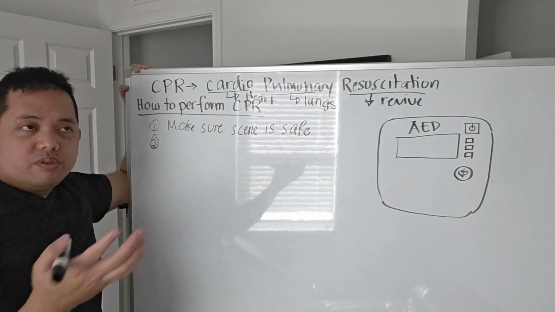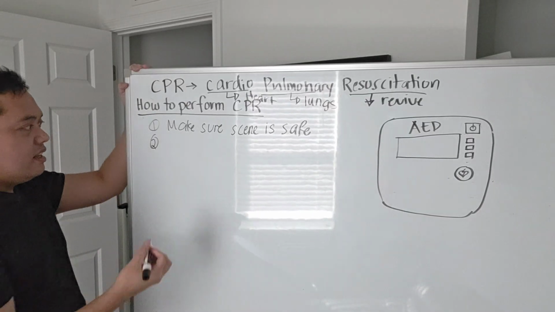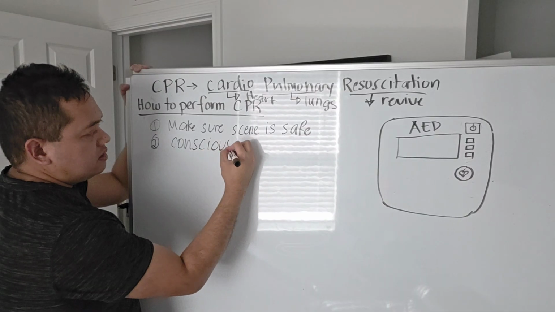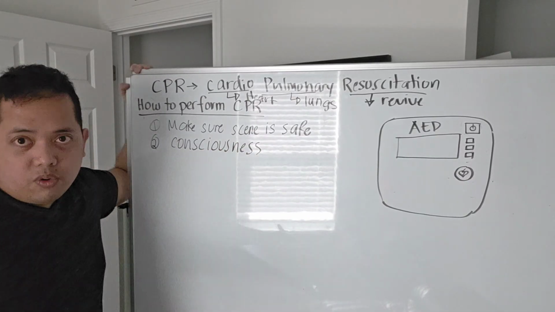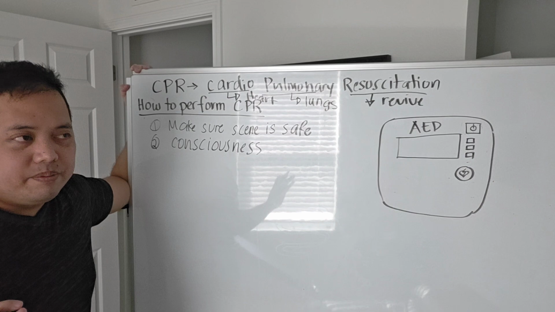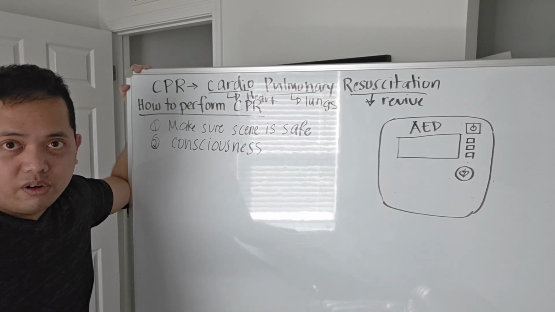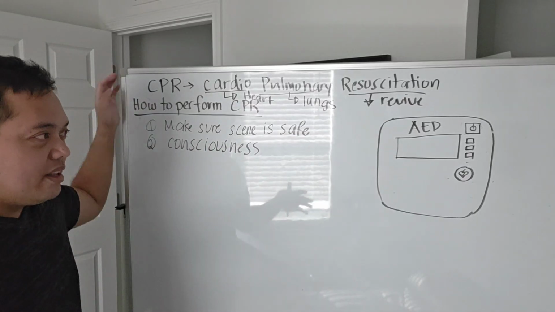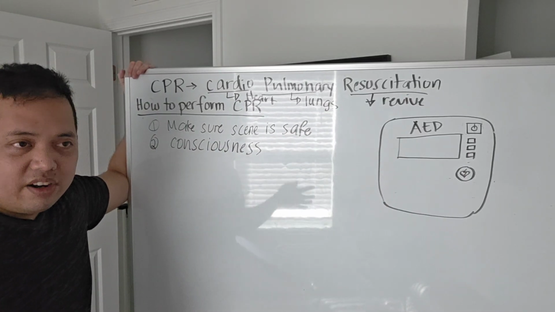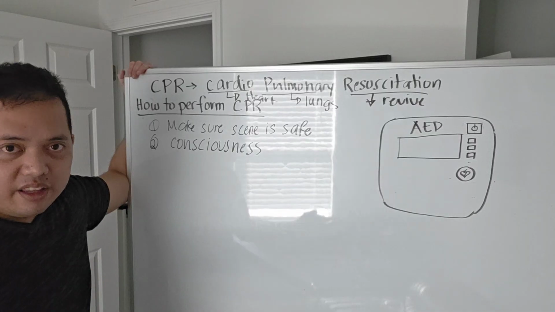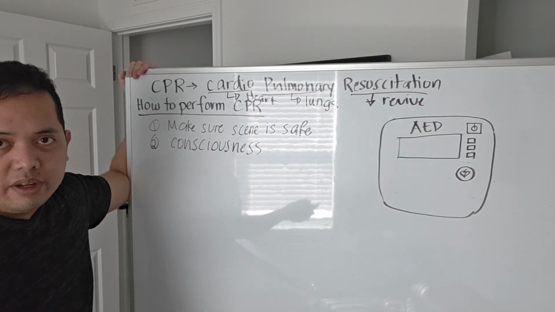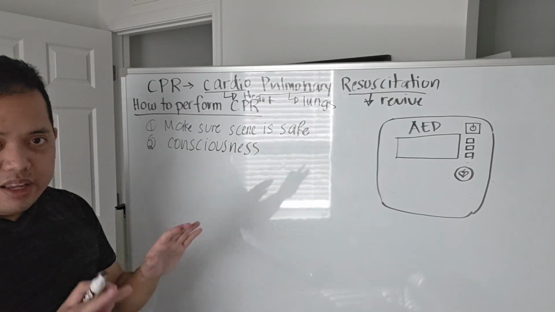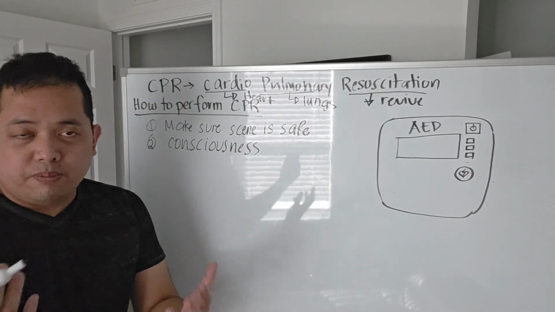So once you know that the scene is safe, then check for consciousness. The main thing when you see somebody drop down on the floor is to check them. Tap them: hey, are you okay? You have to make sure that they're actually not breathing or have no pulse, because some people might just be drunk and fall down, right? So you have to tap them strong enough that they can actually respond to it.